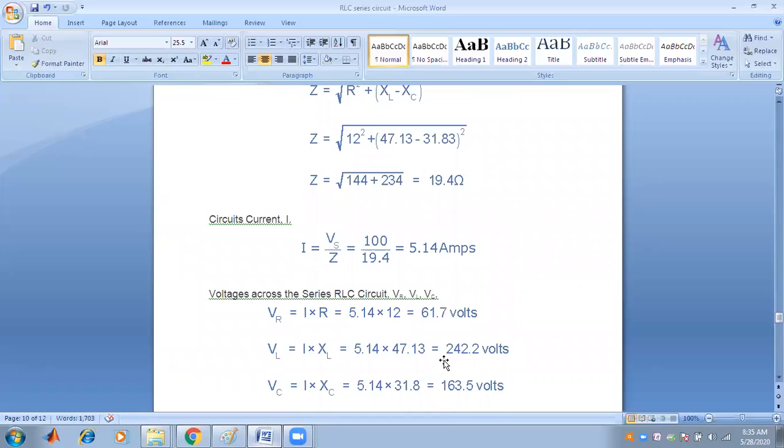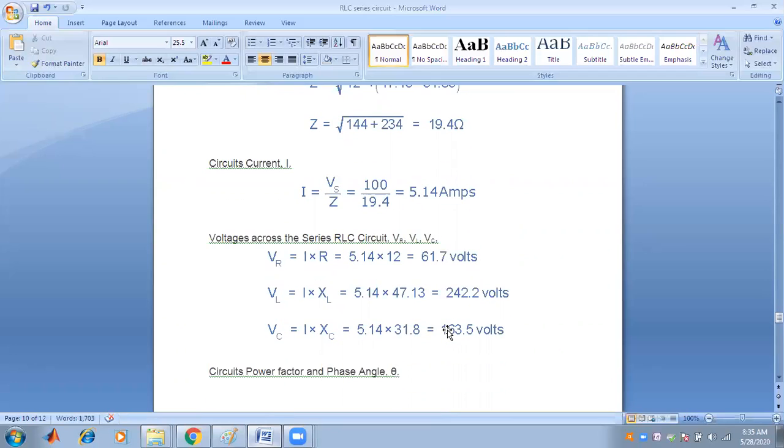What is the voltage across each element of the RLC circuit? VR is I into R, 5.14 into 12, which is 61.7 volts. VL is I into XL, 5.14 into 47.13, which is 242 volts. And VC is I into XC, 5.14 into 31.8, which is 163.5 volts.